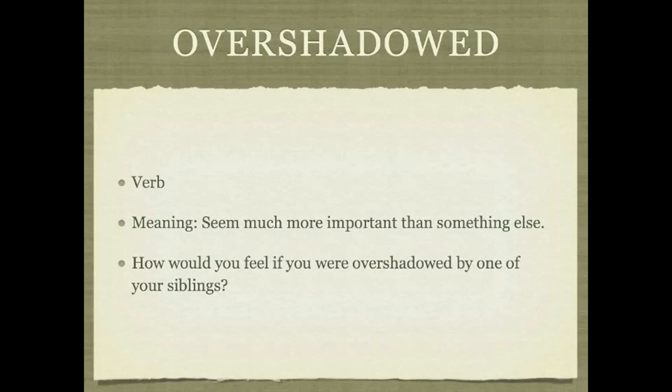The next word on our list is overshadowed, which is a verb or action word in the sentence. If we look at the prefix of the word overshadowed, O-V-E-R, over, we can tell this word is going to have something to do with going above or beyond. The meaning of overshadowed is seem much more important than something else. If I were going to use the word overshadowed in a sentence, I could say, if a shy person doesn't speak up, she might be overshadowed by her more talkative peers. How would you feel if you were overshadowed by one of your siblings? Write your response on your vocab sheet.